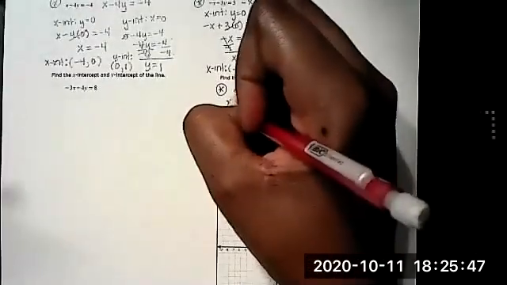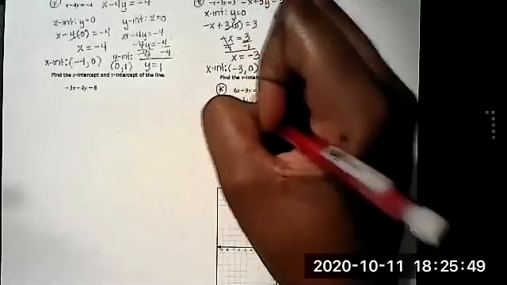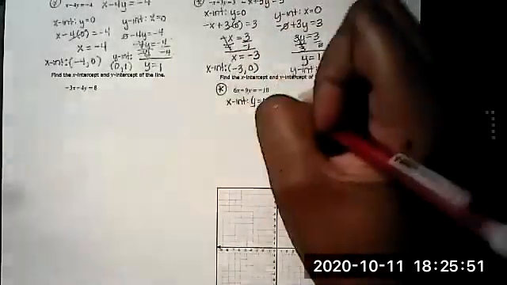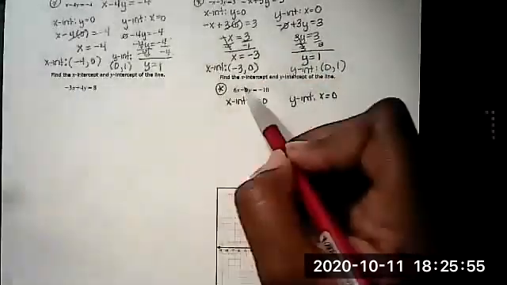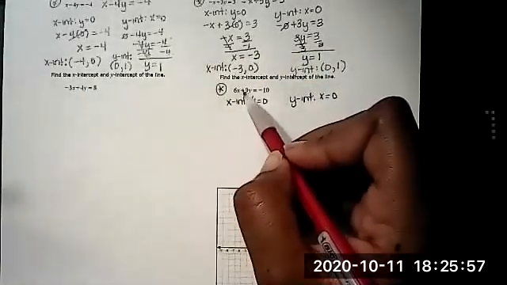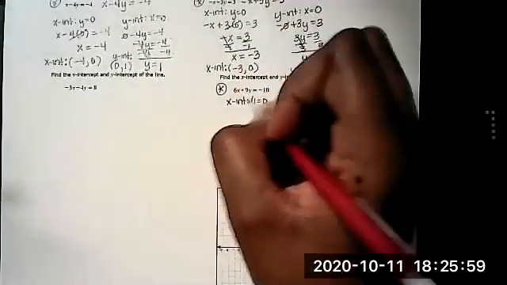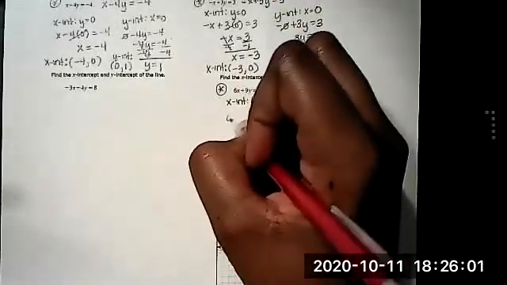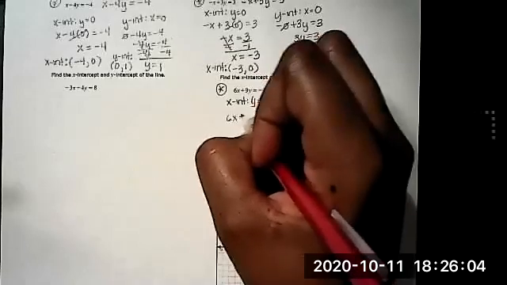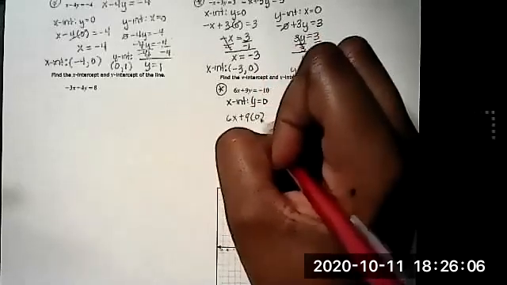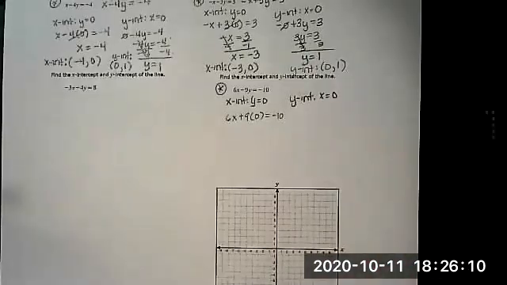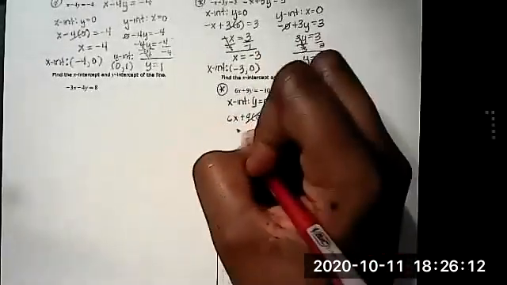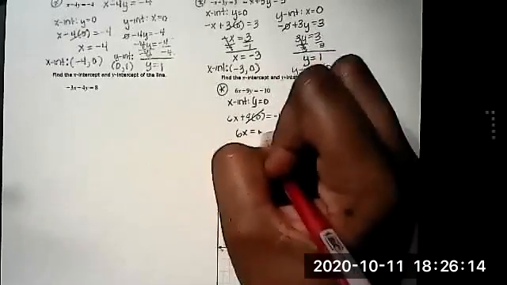Find the x-intercept and y-intercept again. X-intercept, of course, y is equal to 0. Y-intercept, of course, x is equal to 0. So we're going to replace here. X-intercept, you're going to say 6x plus 9 times 0 equals negative 10. Okay. Kind of goes away. This becomes 6x equals negative 10.